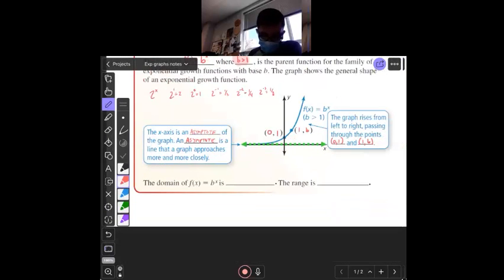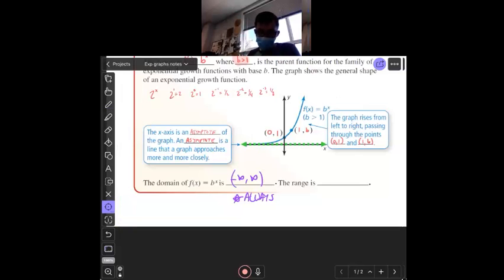Domain: that goes left and right forever. So that's all real numbers. Domain for exponentials is pretty easy. This is an always thing. Anytime we talk about an exponential, the domain will always be all real numbers. The range is your lowest to your highest. The lowest this gets is right above 0. It does not touch 0, so it gets a parenthesis. And then it goes up forever. So it's infinity.